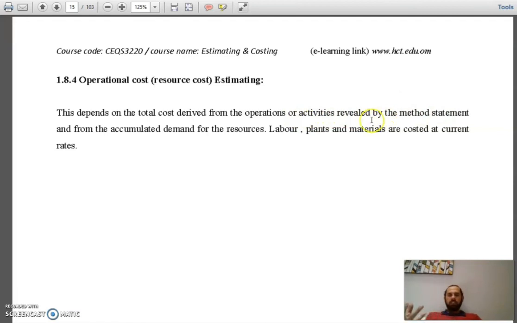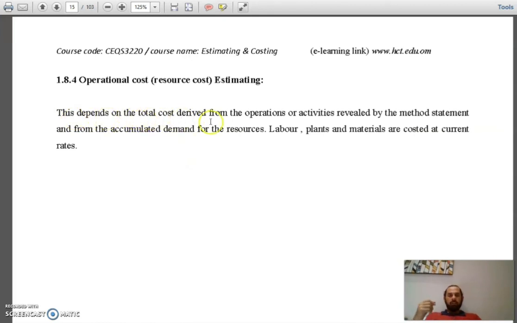What is operational cost? If the project is operational, there is a difference between a project and an operation. An operational project means that this is a continuous process. So the operations or activities are revealed by the method statement: how we are operating this project, how much it costs, and from the accumulated demand for the resources. So what is the total sum of the resources we will use to achieve or operate this project?